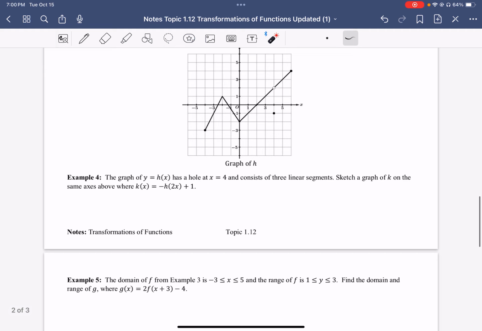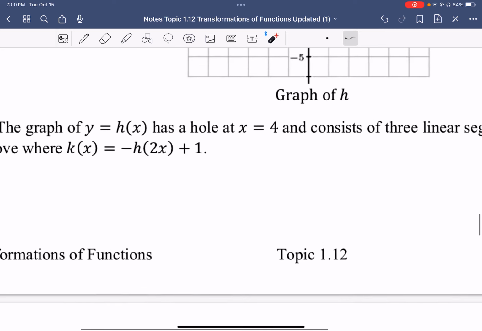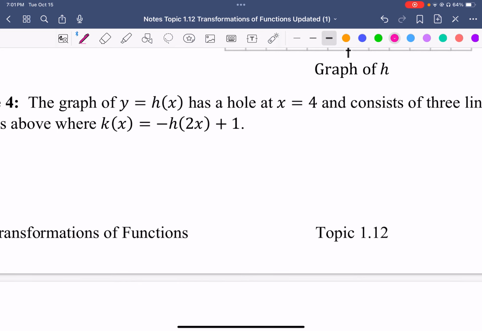Let's do example 4. The graph of y equals h of x has a hole at x equals 4 and consists of 3 linear segments. Sketch a graph of k on the same axis above where k of x equals -h of 2x plus 1. Okay, so we're going to do the same thing here. We're going to figure out what the transformations are, and then we're going to make a table. So the first negative I see here, that's going to be a reflection over the x-axis.